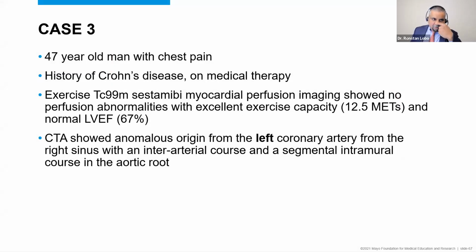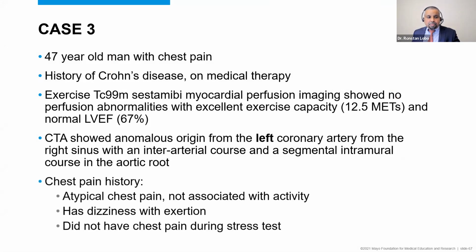Now, what about case number 3, a 47-year-old man with chest pain and Crohn's disease on medical therapy. Exercise study showed myocardial perfusion imaging had no perfusion abnormalities. Excellent exercise capacity. But the CT showed an anomalous left coronary artery from the right sinus with an interarterial course and an intramural course as well. His chest pain was atypical, not associated with activity, he had some dizziness on exertion, and when we asked him about his chest pain during the stress test, he did not have any.